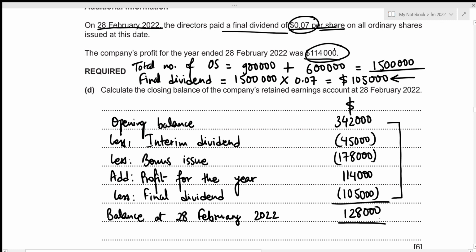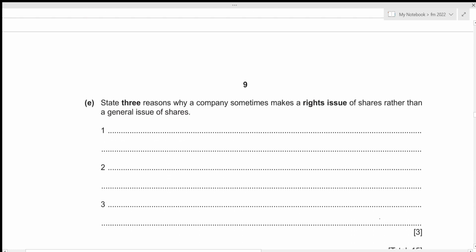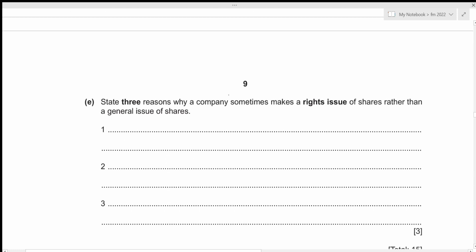Now we can move towards the fifth one. We now need to state three reasons why a company sometimes makes a rights issue of shares rather than a general issue of shares. So the very first reason would be that rights issue avoids dilution of ownership. This is because rights issues are provided to the already existing shareholders, which means that no new shareholders are introduced, and that avoids the dilution of ownership.